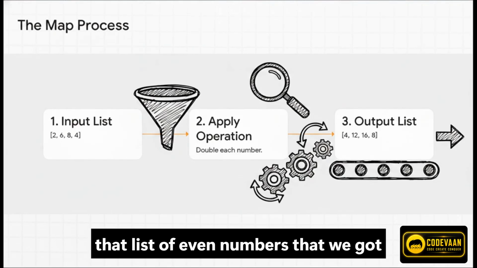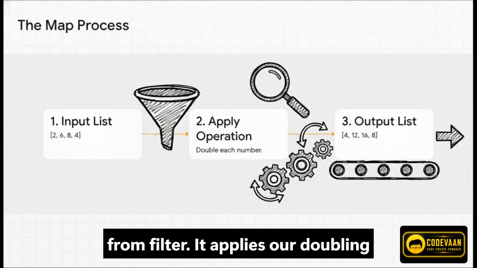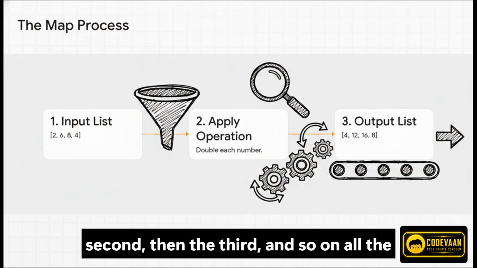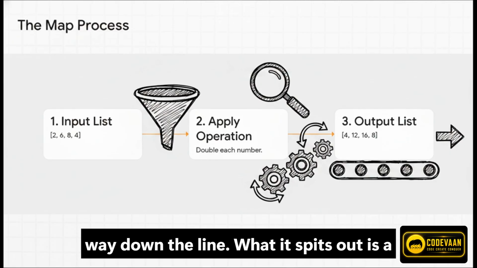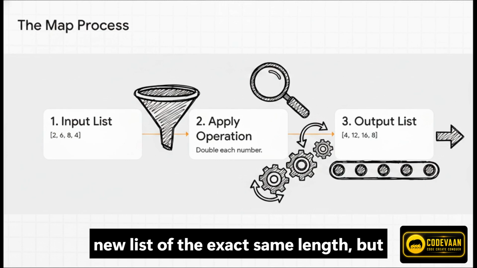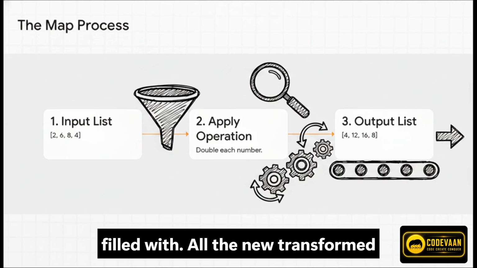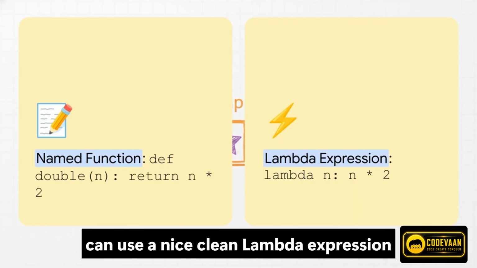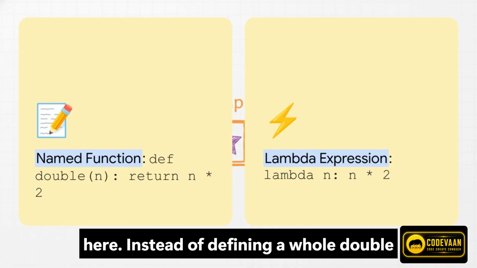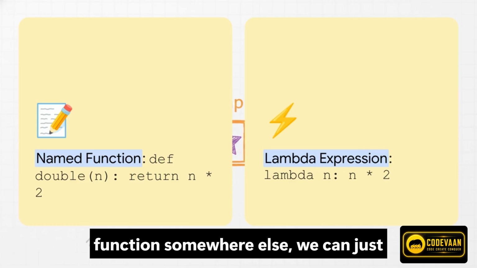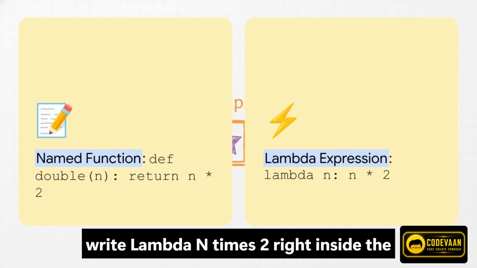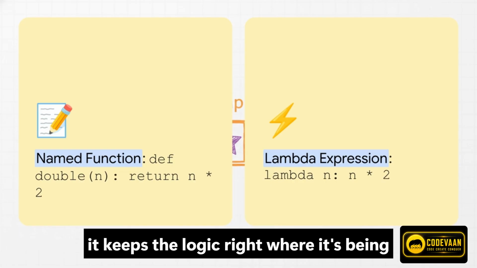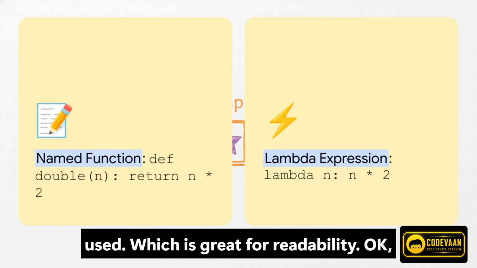So map takes that list of even numbers that we got from filter. It applies our doubling operation to the first number, then the second, then the third, and so on all the way down the line. What it spits out is a new list of the exact same length, but filled with all the new transformed values. And just like with filter, we can use a nice, clean lambda expression here. Instead of defining a whole double function somewhere else, we can just write lambda n times 2, right inside the map function. It's really efficient, and it keeps the logic right where it's being used, which is great for readability.